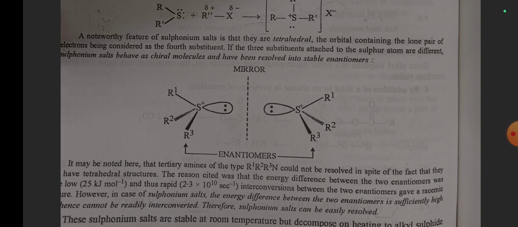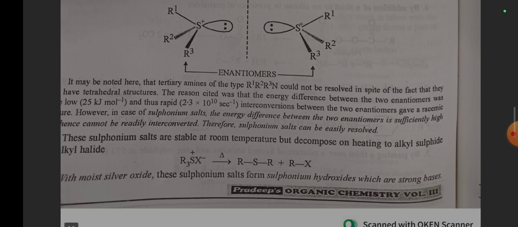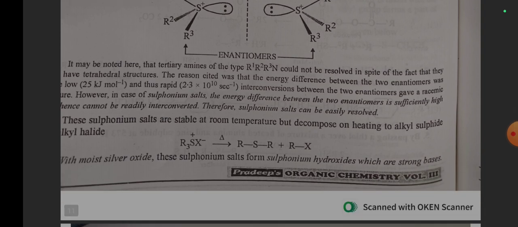A noteworthy feature of sulfonium salts is that they are tetrahedral, the orbital containing the lone pair of electrons being considered as the 4th substituent. If the 3 substituents attached to the sulfur atom are different, sulfonium salts behave as chiral molecules and have been resolved into stable enantiomers. It may be noted here, tertiary amines of the type R1R2R3N could not be resolved in spite of the fact that they have tetrahedral structure.